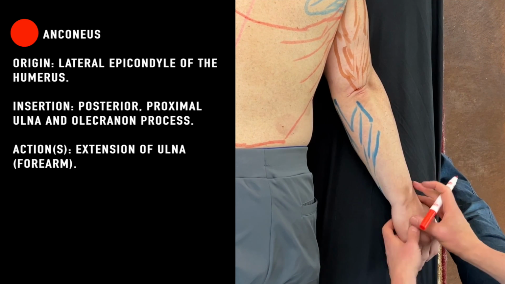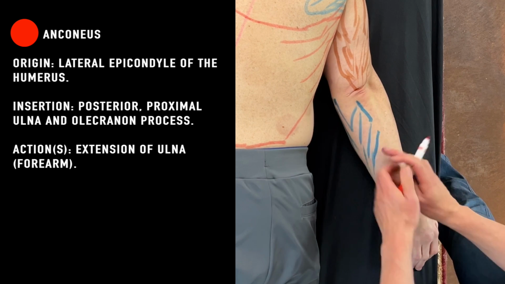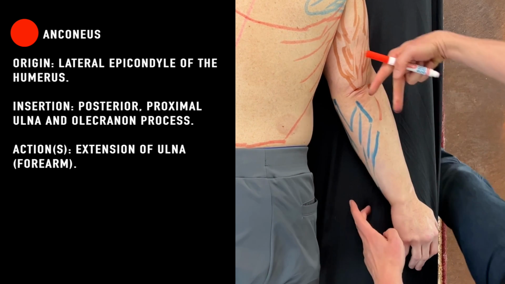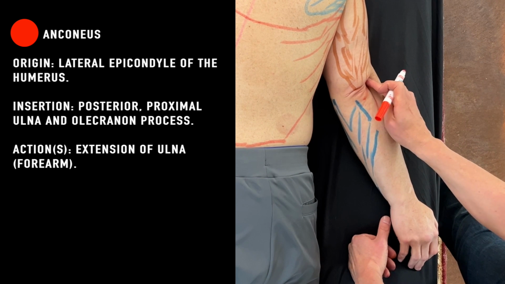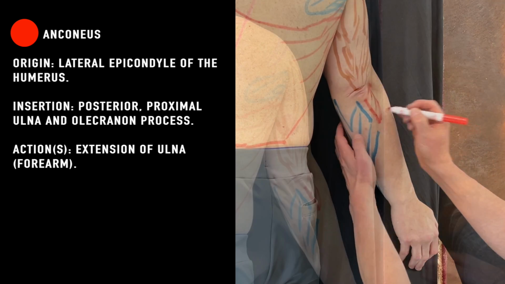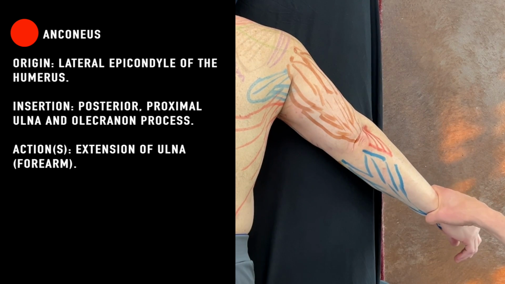On the posterior forearm, we will start with anconeus, which is a little bit, you can see this kind of hollowed out area right in there. Forms a bit of an A shape like that. That is anconeus, coming from the lateral epicondyle of the humerus and inserting on the proximal posterior ulna. And it will very weakly extend the elbow.